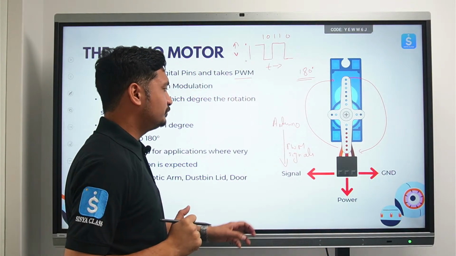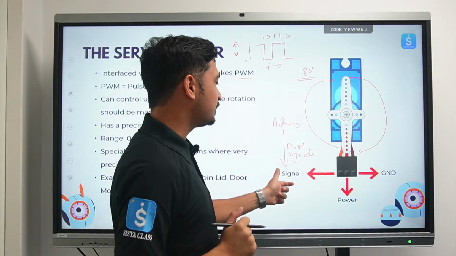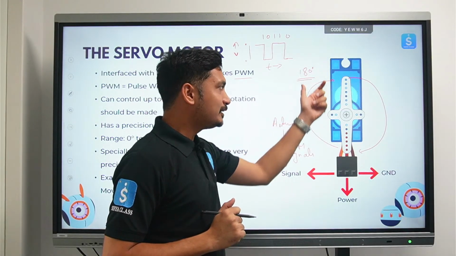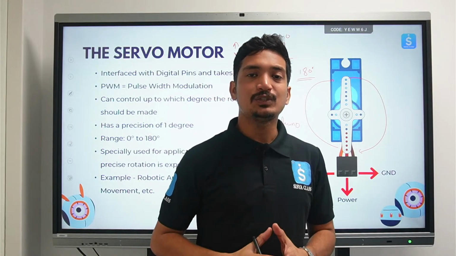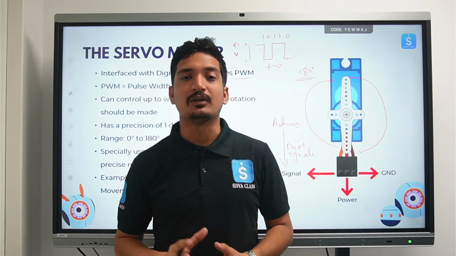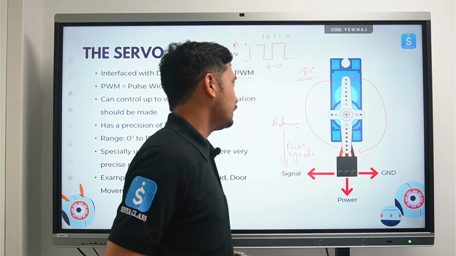Based on whatever PWM signals you send over here, the servo motor will understand to what degree it is supposed to move, and based on that it will move to that particular angle. Okay, let's move ahead now.